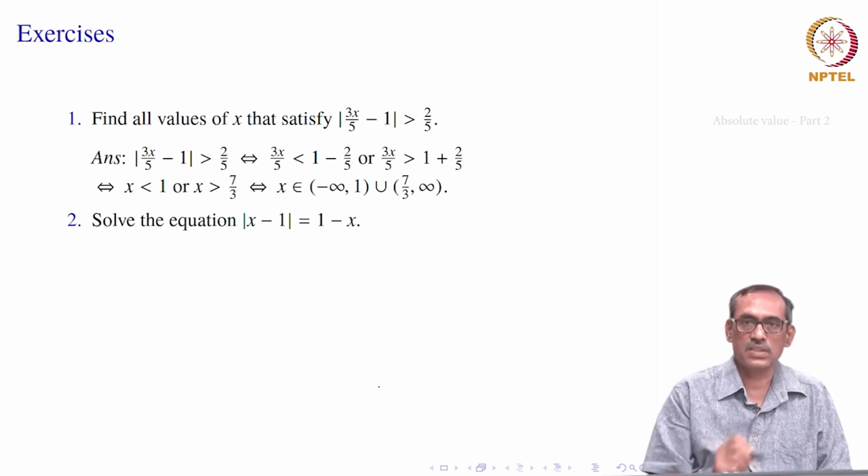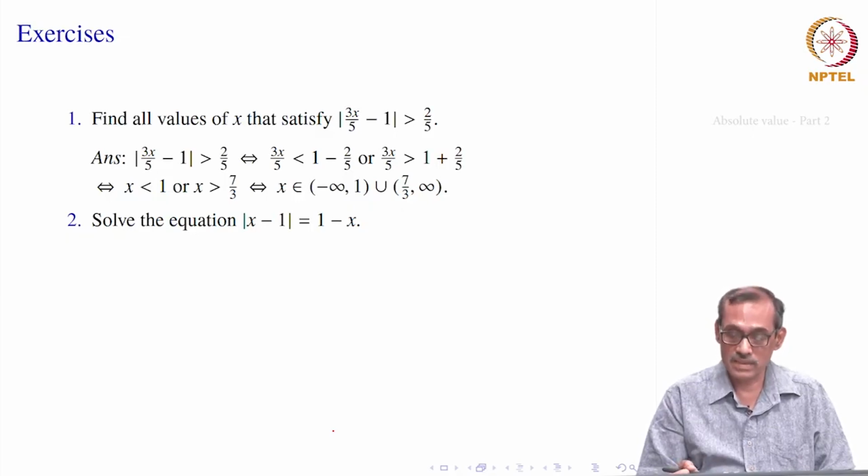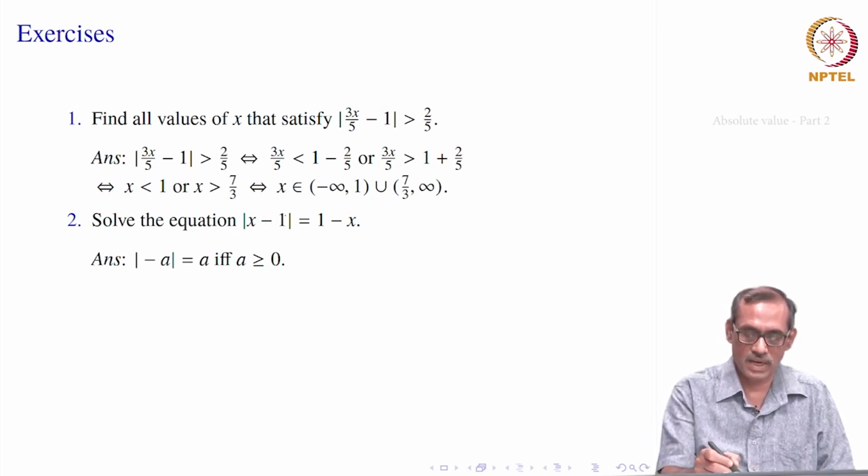Okay. Now, let us go for the second problem, which asks us to solve the equation mod of x minus 1 equal to 1 minus x. Again, you can square it, but do we need to? What we need to use is minus of mod a, because this is x minus 1 equal to 1 minus x. So, this 1 minus x is really minus of x minus 1.